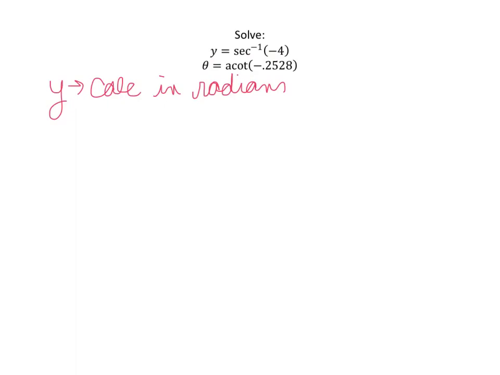Then what I'm going to do, because if you remember your calculator does not have a secant button, I'm going to enter the inverse cosine of -1/4. So I'm taking the reciprocal trig function and I'm taking the reciprocal here. When I do that, I find that y is equal to approximately 1.823.